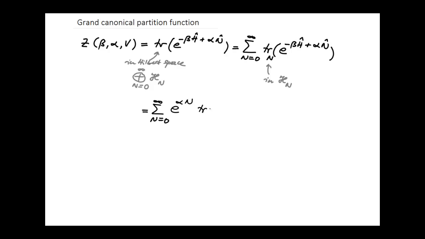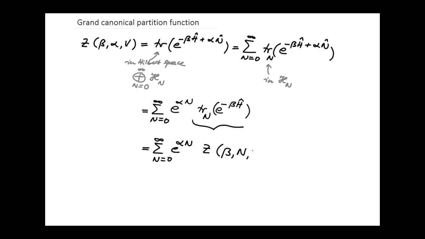And we have the trace e to the minus beta h. So we've taken the e to the alpha n out of the trace, in front of the trace. Now we have the sum still to consider. But what is this trace here? That's the canonical partition function. So this is nothing but the canonical partition function, which is a function of inverse temperature beta, particle number and volume.